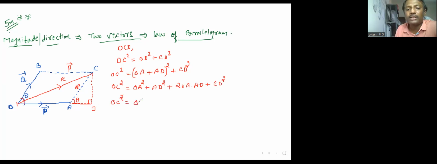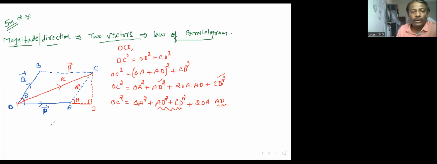OC squared equals OA squared, I will keep as it is, AD squared plus CD squared. First I will write this AD and CD squared, plus 2 times OA into AD. I don't know what is AD and CD, and also I don't know what is the value of AD.